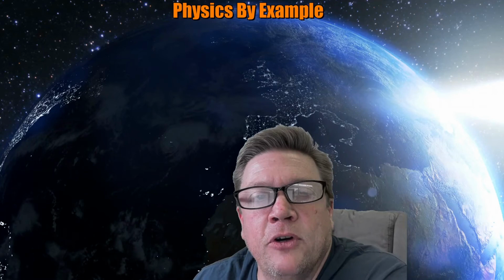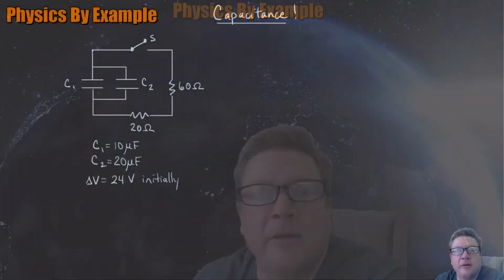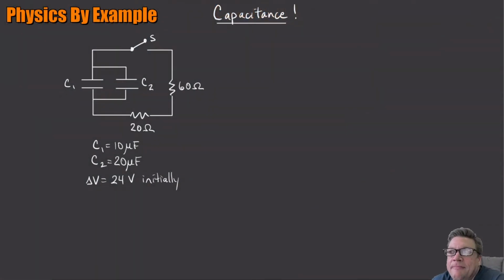Let's look at how the current behaves over time in a circuit with capacitors in it. Let's suppose I've got a couple of light bulbs, like a 60 ohm and a 20 ohm light bulb, and I've got a switch, and I put into this little circuit two capacitors. One is 10 microfarads, one's 20 microfarads, and let's suppose they're both charged up with 24 volts initially. So I put them in here, and then suppose I close the switch S.